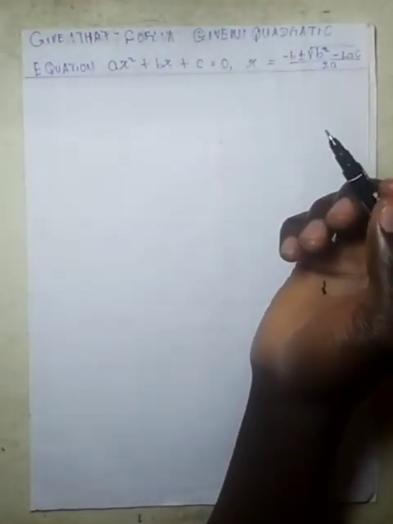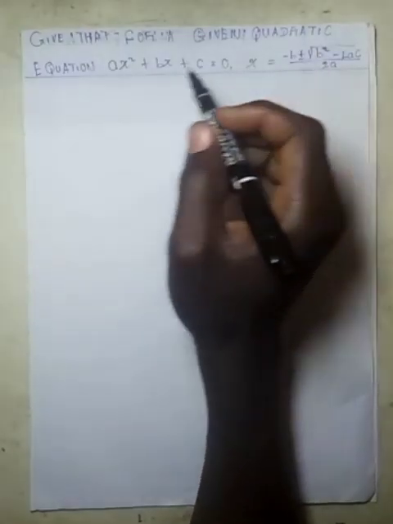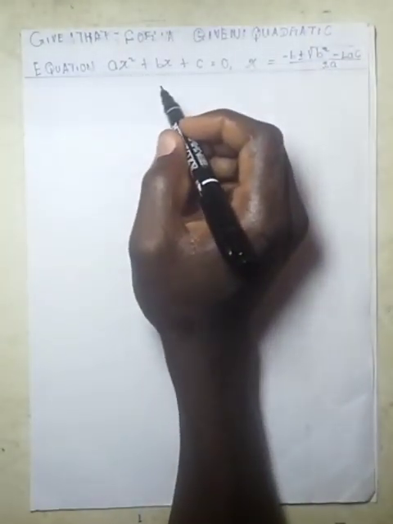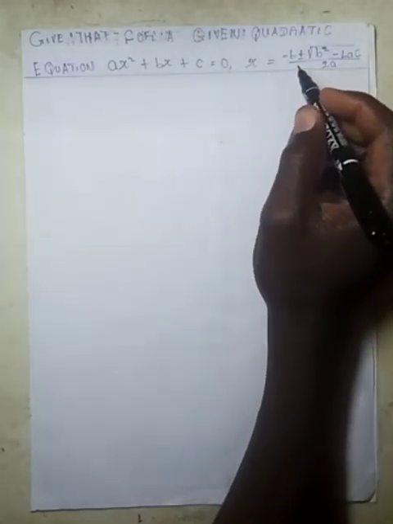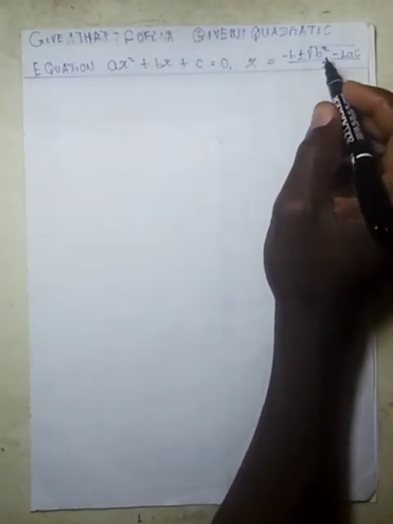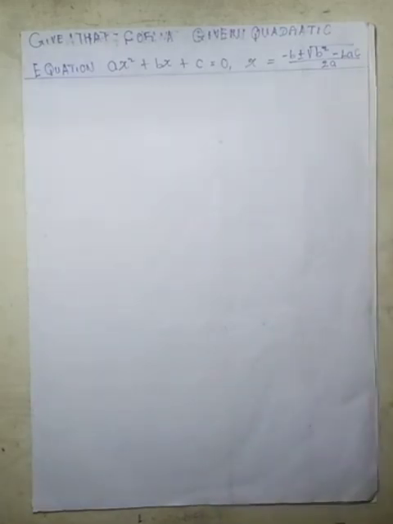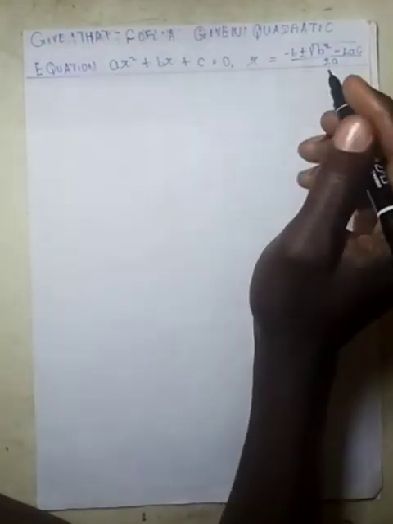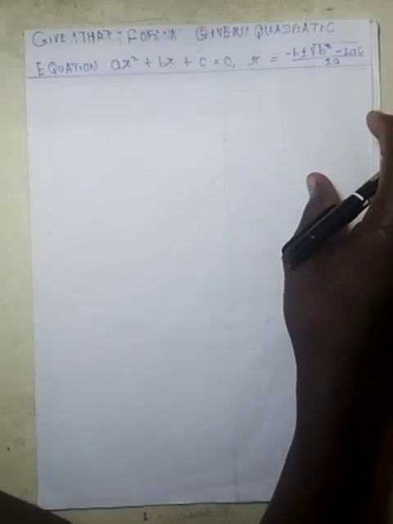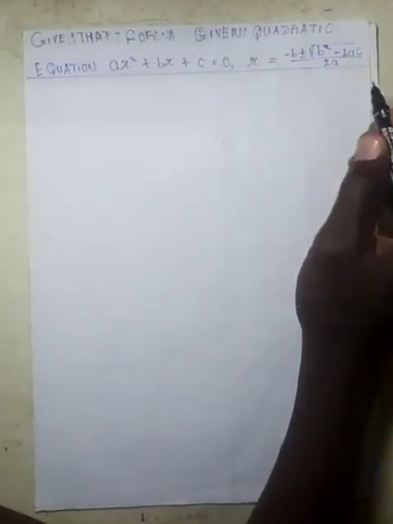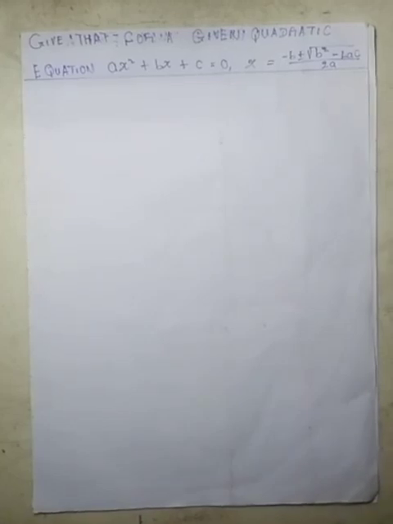Now, here is a question before us. Given that for a quadratic equation ax squared plus bx plus c equals 0, x will be equal to negative b plus or minus the square root of b squared minus 4ac, over 2a. Now, what the question is demanding of us is that we should make x the subject of the formula, and that will give us the general formula for solving any quadratic equation. Now, how do we go about this?